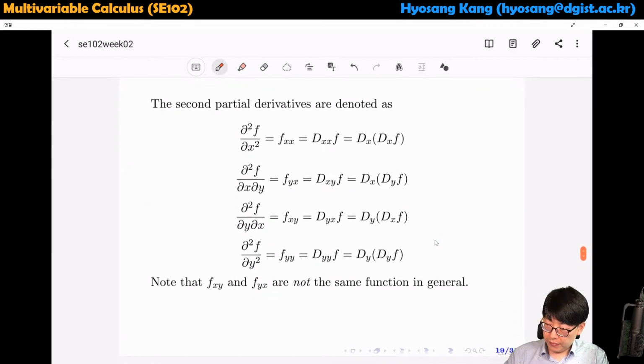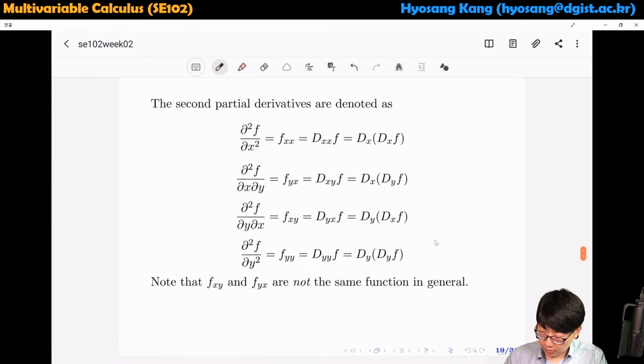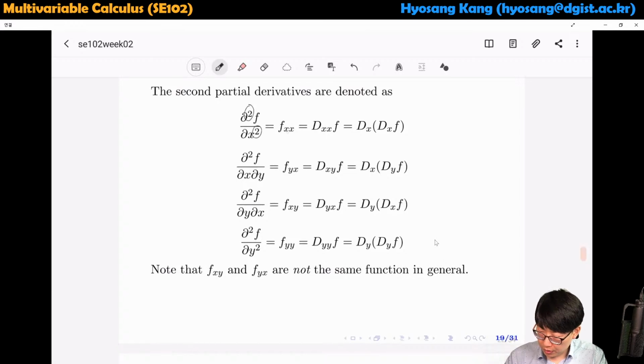Also, you can define a second order partial derivative, similar to the second order u-directional derivatives. The usual notation to describe the second order partial derivative is that you put the squares above the curly D notation, similar to the second derivative of a single variable function, or you can put the subscript twice, or you can use this kind of notation.